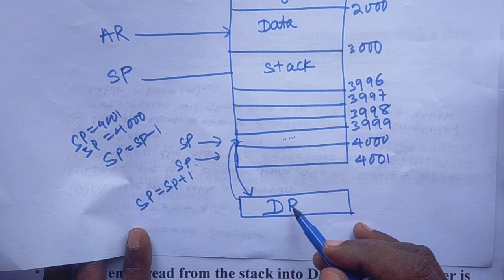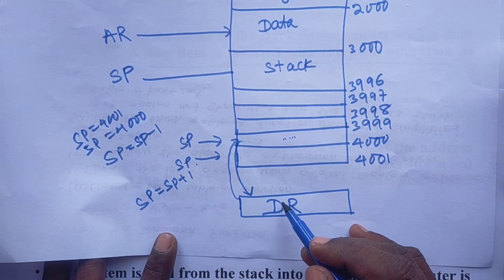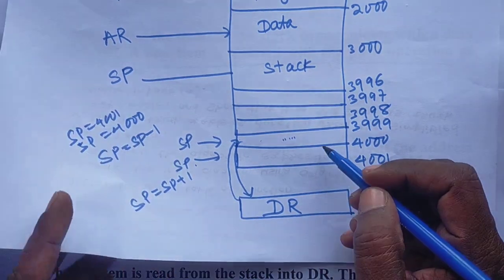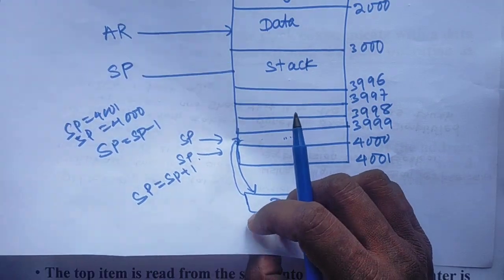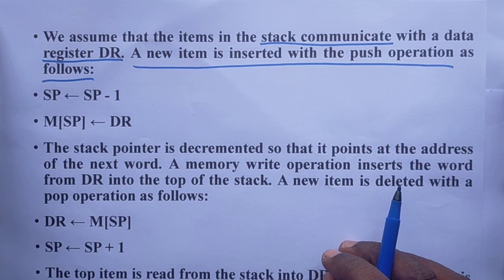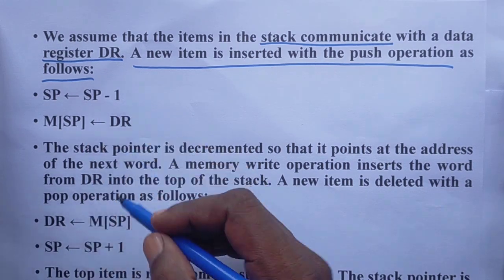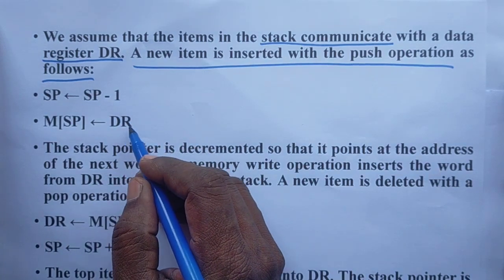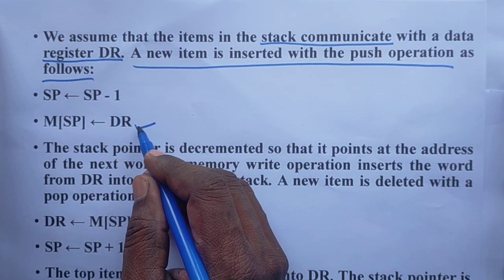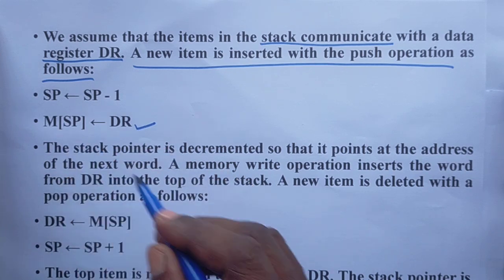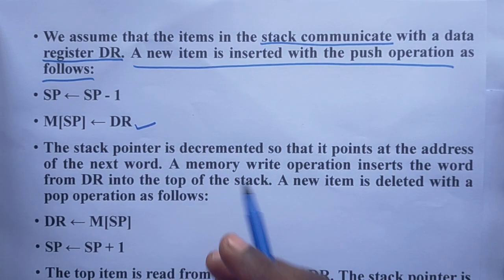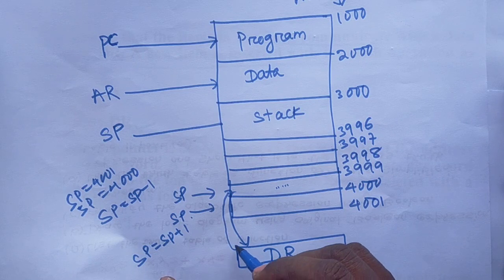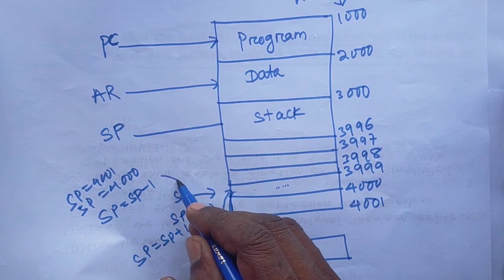In this way, we insert or delete data from the stack through the DR register, or data register. This is the basic concept, and I will show you how some instructions work. Here you see SP is equal to SP minus 1, meaning decreasing, because towards the top it is decreasing. The data register's content is stored in the memory of SP. Here SP is there. We have to insert some data, which means SP is decreasing.